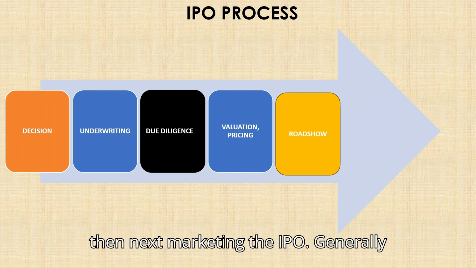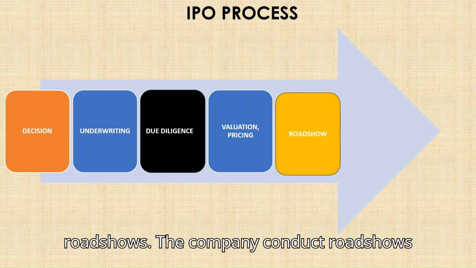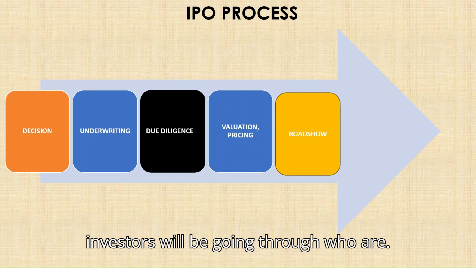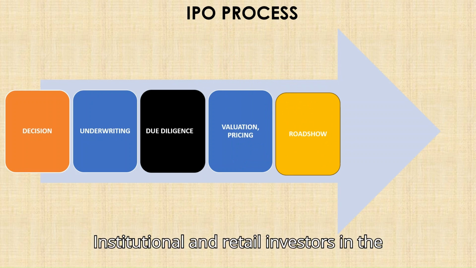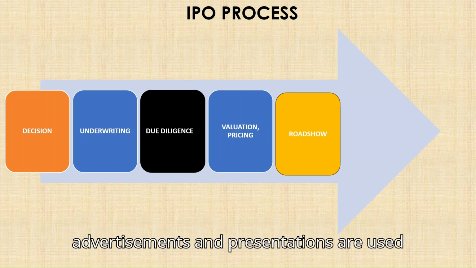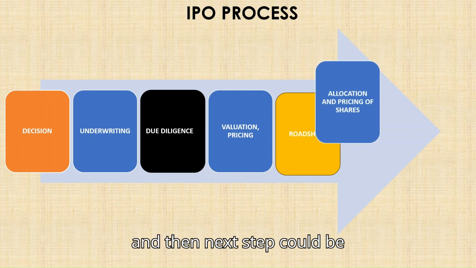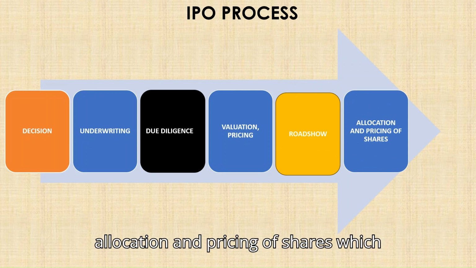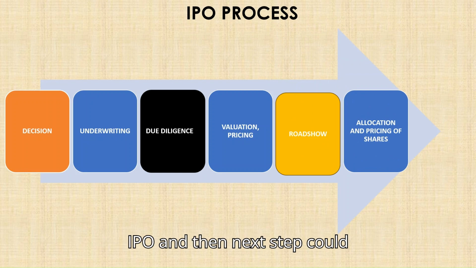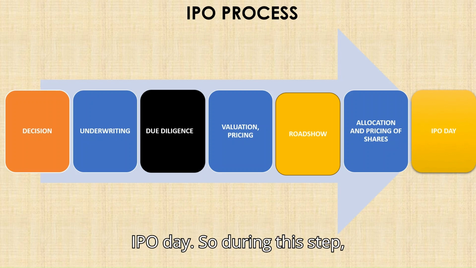And then next, marketing the IPO. Generally, during this process, it is known as road shows. The company conducts road shows to attract institutional and retail investors. We'll be going through who institutional and retail investors are in the next slides. During the process of marketing the IPO, advertisements and presentations are used to explain the company's growth potential. And then the next step is allocation and pricing of shares, which we already covered in pricing the IPO. And then the next step is IPO subscription or IPO day.